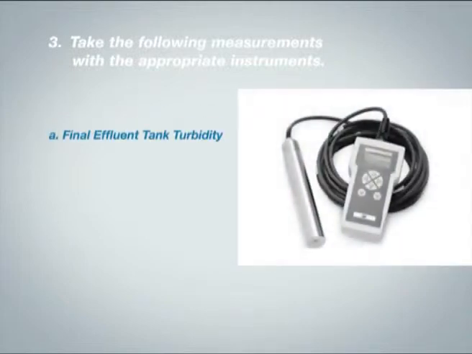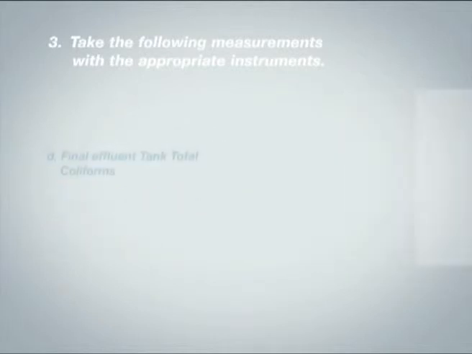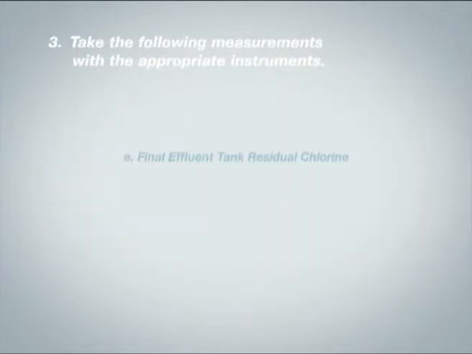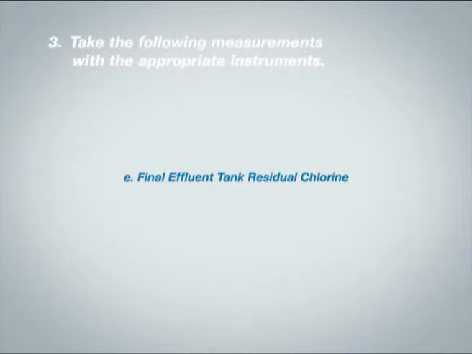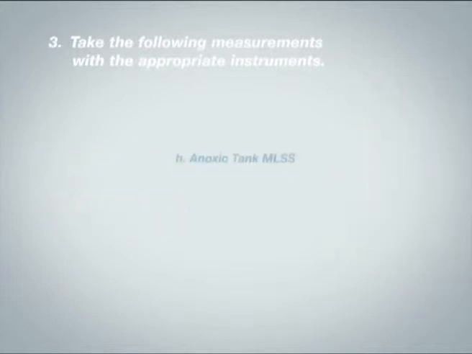3. Take the following measurements with the appropriate instruments. A. Final effluent tank turbidity. B. Dynadisc tank turbidity. C. Clarifier turbidity. D. Final effluent tank total coliforms. E. Final effluent tank residual chlorine. F. Dynadisc tank sludge depth. G. Clarifier sludge depth.